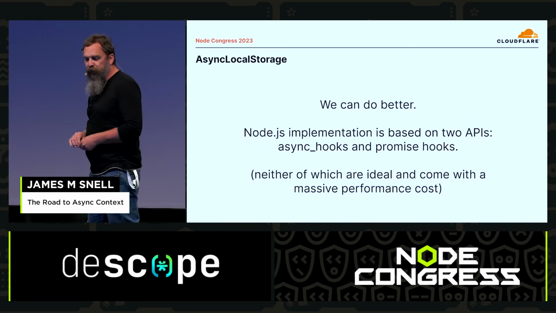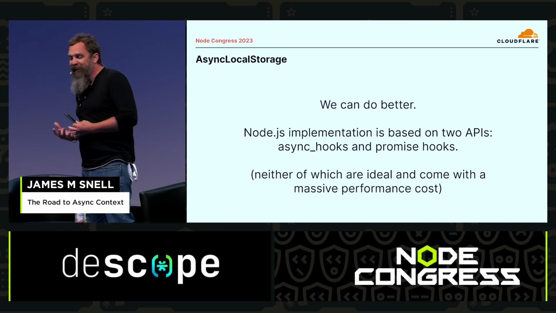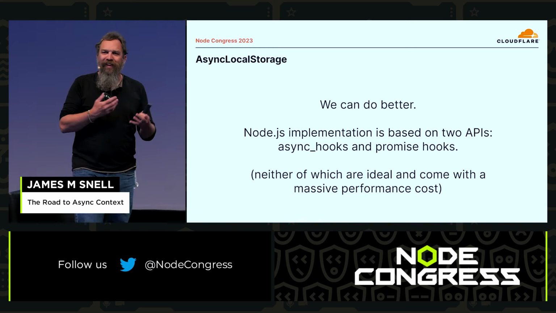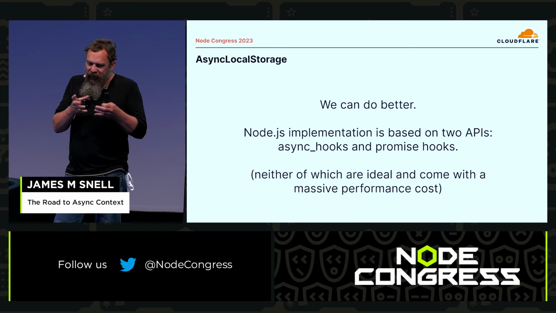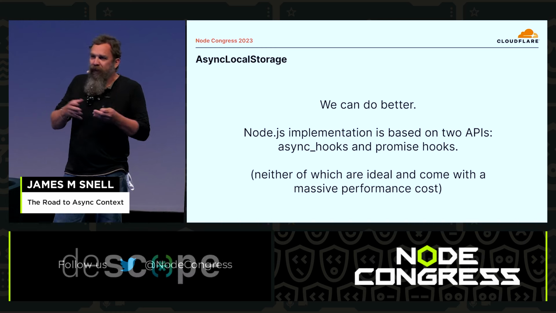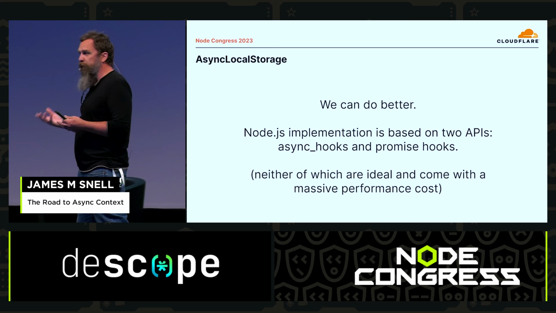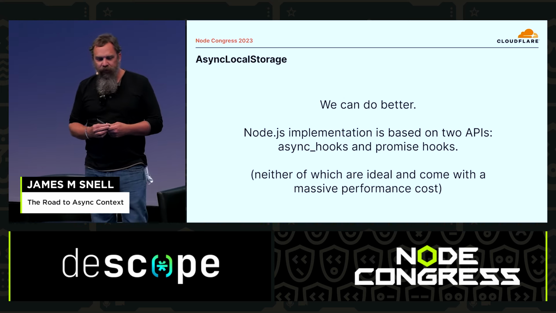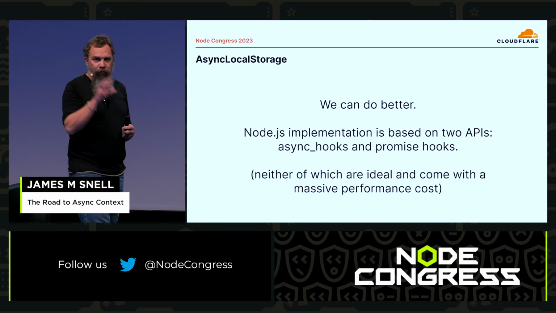Like I said, Node's implementation is based on async hooks and promise hooks. Async hooks was originally intended as a diagnostic API. It's a way of monitoring the life cycle of these async resources that are created within Node, but it is a very low-level internal thing. It was discovered when we started looking at async local storage, like, hey, we could use this to implement this model. It works, but the performance of it is actually rather poor.